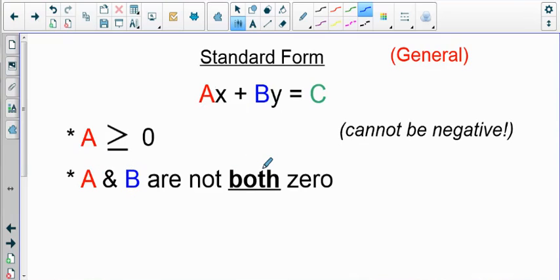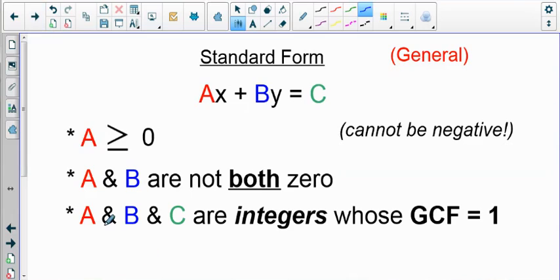The second thing is this: A and B are not both 0. Because if these were both 0, you'd have 0 times x is 0, plus 0 times y is 0. So you'd have 0 plus 0, so it'd just be a big 0 on this side. And then the only number that would work over here would be 0. You can't say 0 is equal to 7 or 0 is equal to 50. So it doesn't work. One of them can be 0, but they can't both be 0. For instance, if b was 2 and c was 3, you could have 2y equals 3. If y was 0, then you could have 7x equals 12. That would be fine. They just can't both be 0.